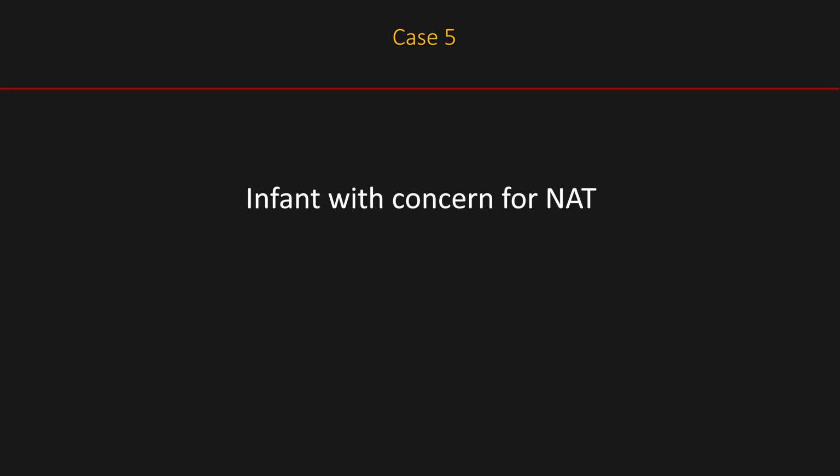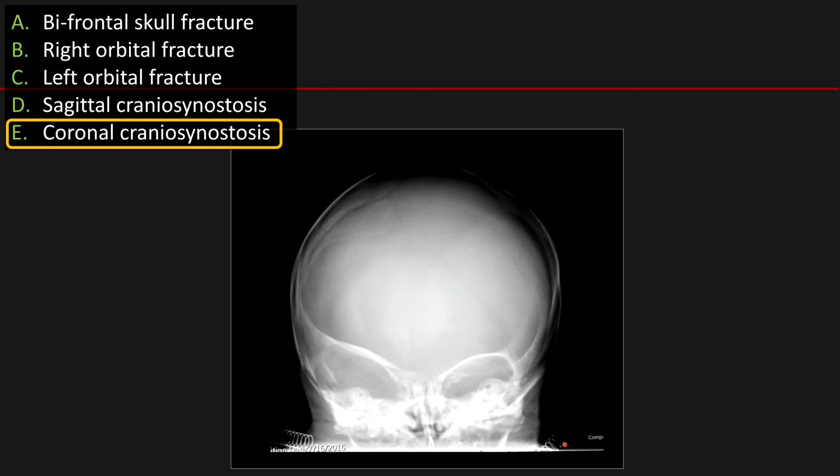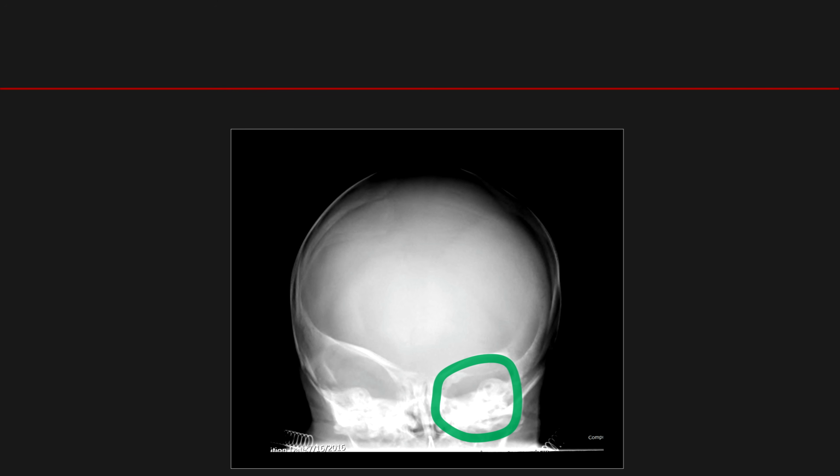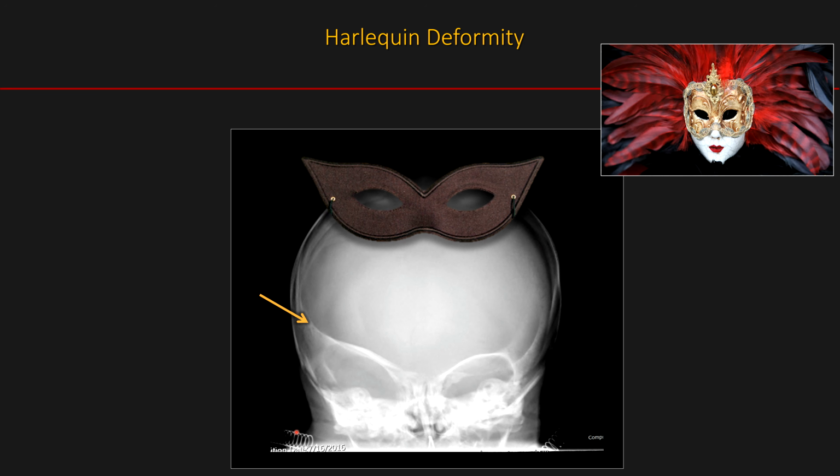Next case, concern for non-accidental trauma. Here you have a plain radiograph. What you see is that the left side of the orbit is normal, but the right side of the orbit has this elongation, or the corner has been lifted, and that appearance looks like a mask of the harlequin. Imagine you have a bilateral finding that does look like a mask of a harlequin. That's referred to as harlequin deformity or harlequin orbit sign.